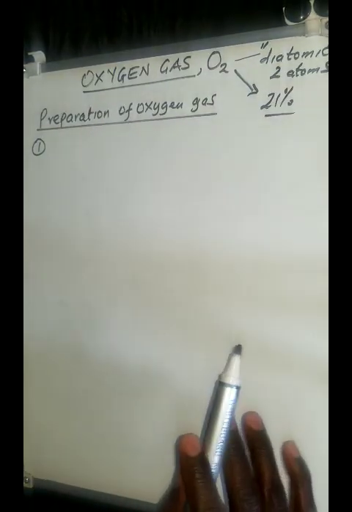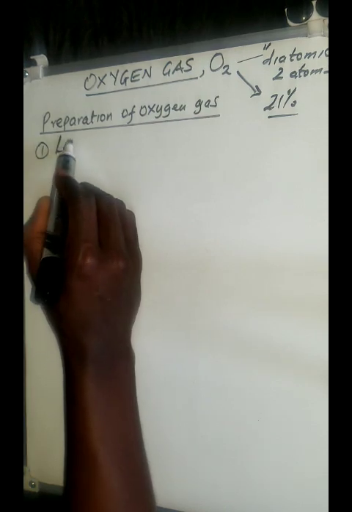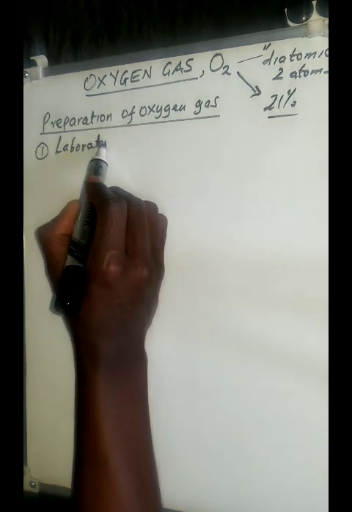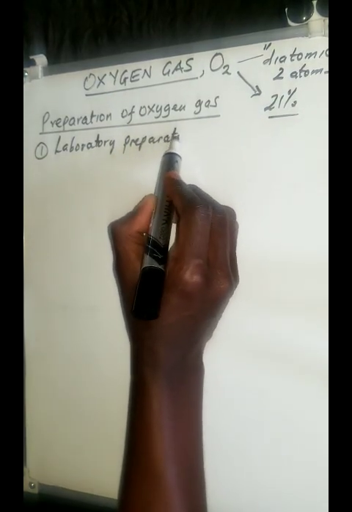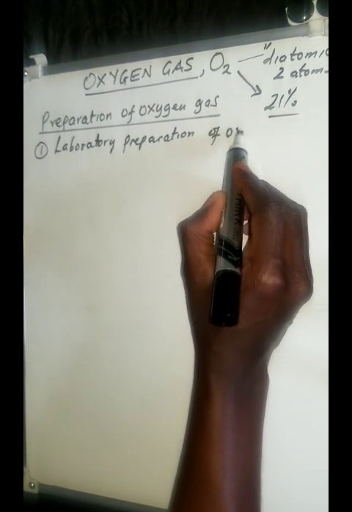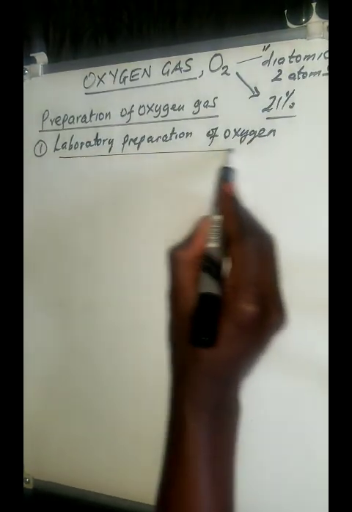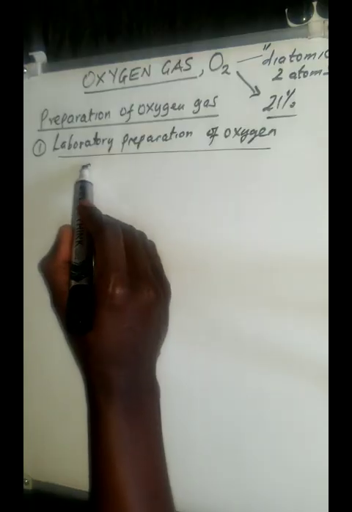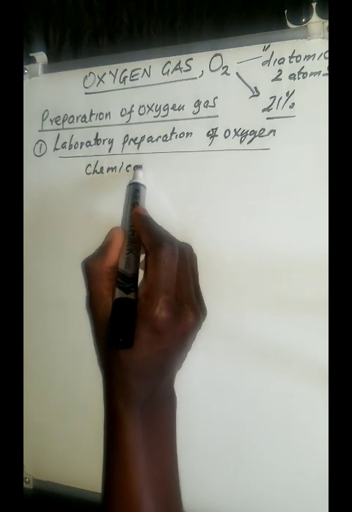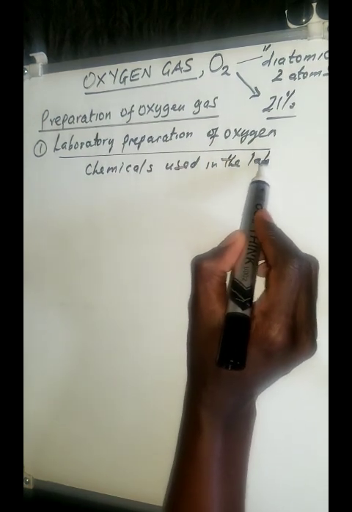So now let's go deeper and look at the preparation of oxygen. We are going to start with the laboratory preparation of oxygen. So how is oxygen prepared in the laboratory? That is what we want to focus on. There are some chemicals that we use in the lab to prepare oxygen. So let me say, chemicals used in the lab in order to prepare oxygen.